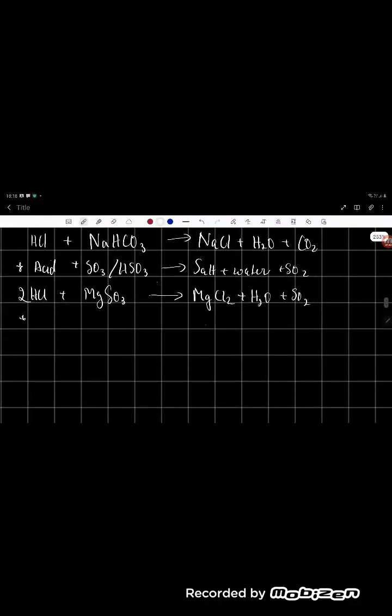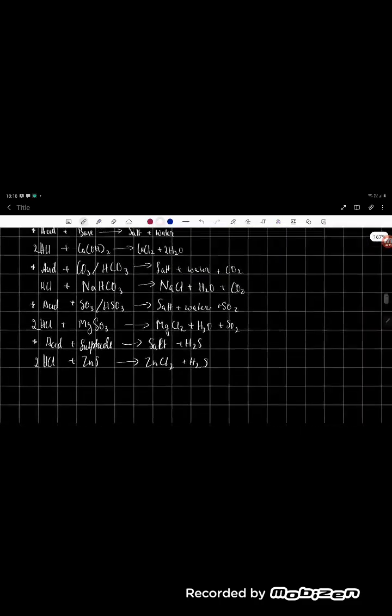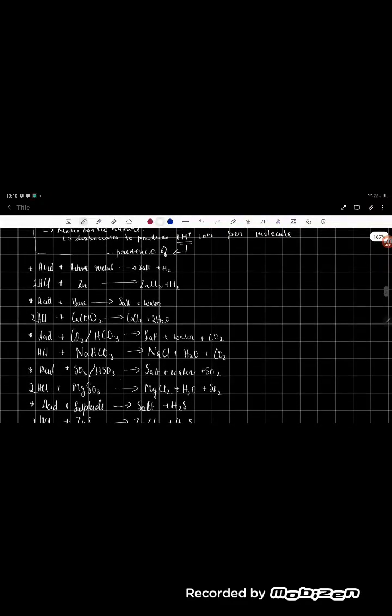The next and the last one is acid plus sulfide, which will give you salt and H2S. So if you are going to write down HCl plus a sulfide, let's say ZnS, it will give you ZnCl2 plus H2S. If you were to balance that, these are the few things you gotta remember. I am gonna do that so that it's highlighted.